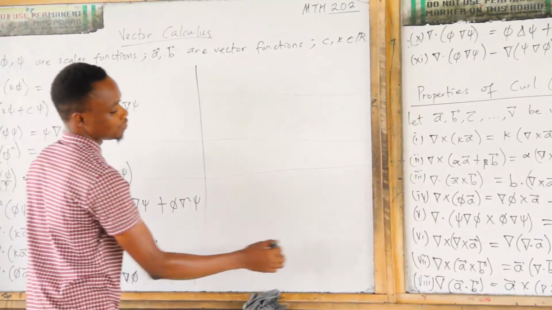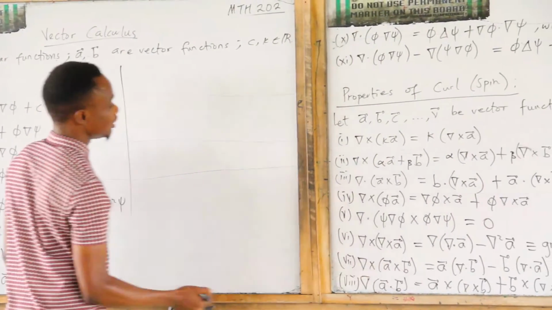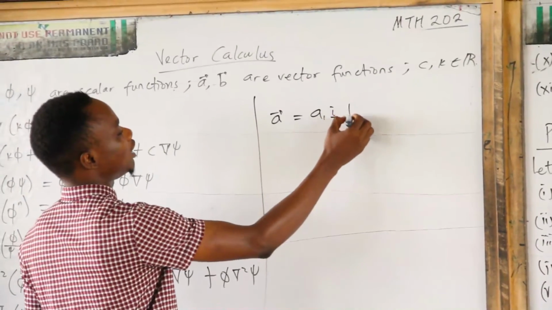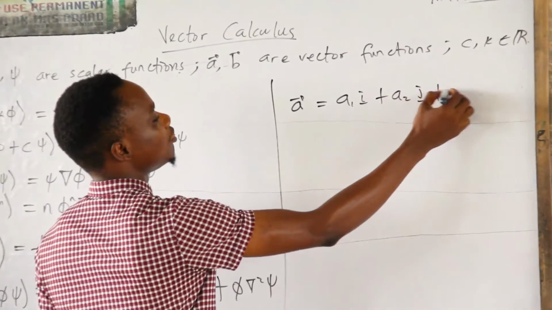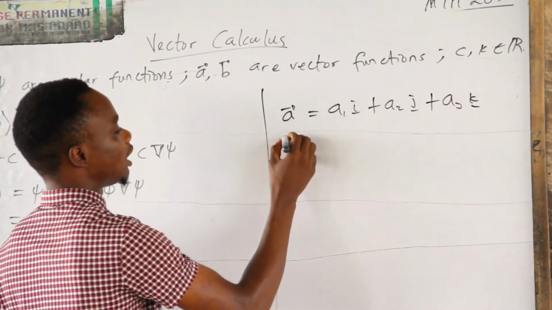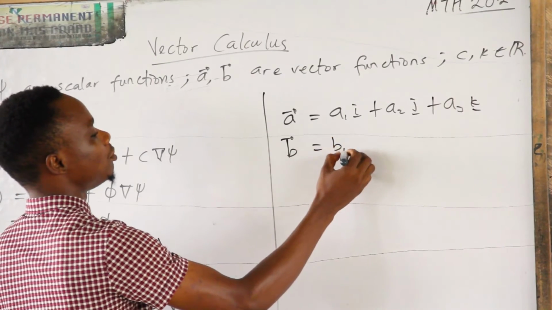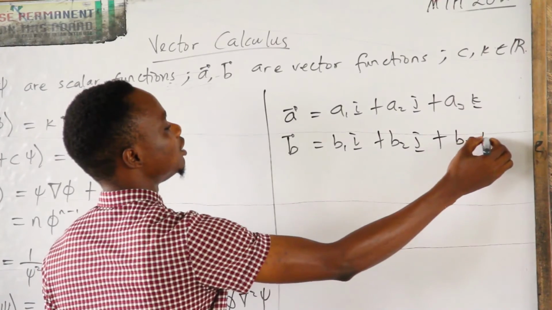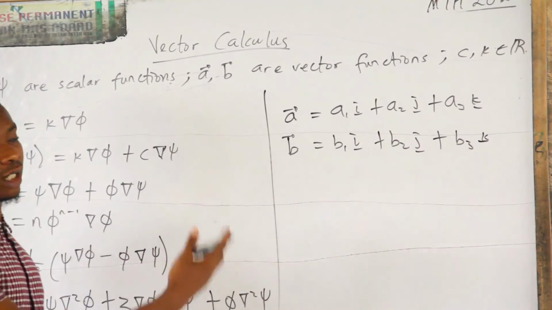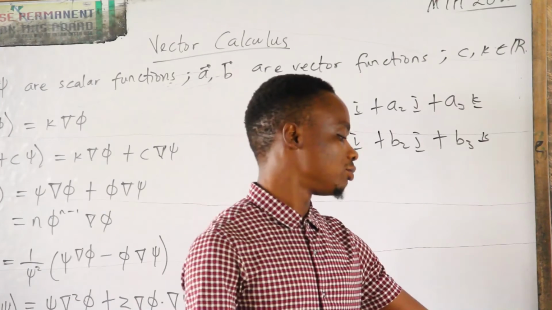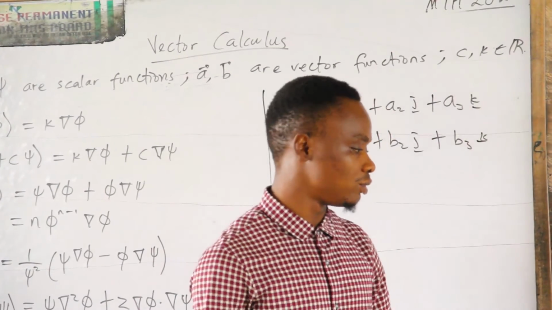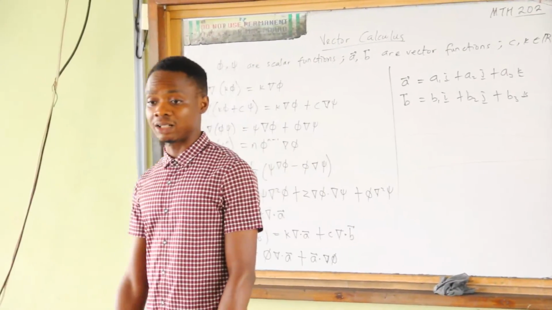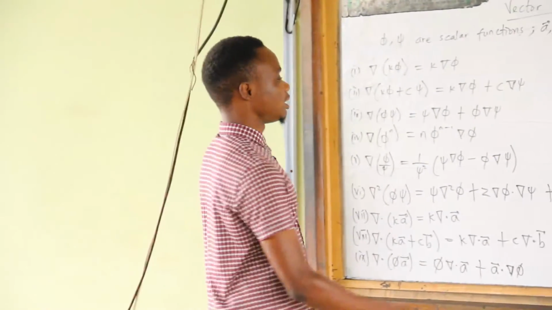For instance, if you want to verify something like this, or you want to prove that this is actually true, you can set certain vectors. You can say let A be equal to A1 i plus A2 j plus A3 k. And let B be equal to B1 i plus B2 j plus B3 k. Is that clear? Then you can try out what nabla cross (A cross B) will give you and what the other side will give you. You understand what I mean? You get what I just said?